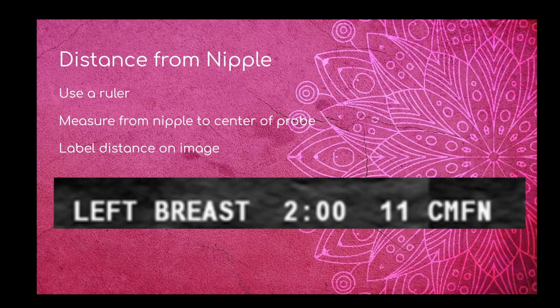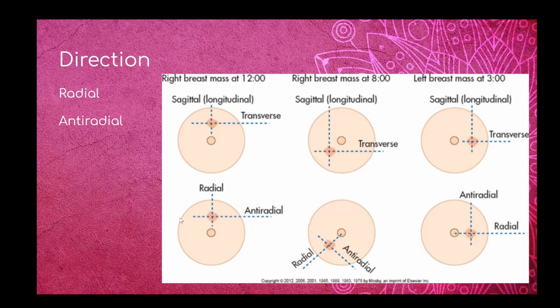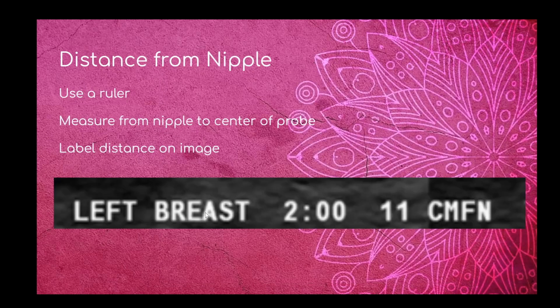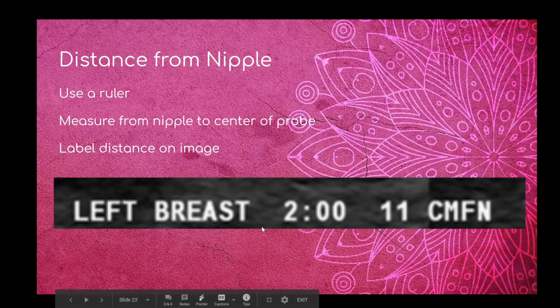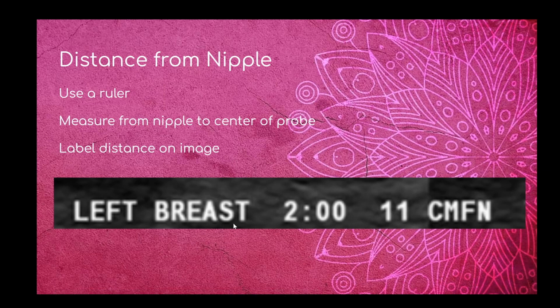What I like to do is center my lesion on my probe, so I know that I'm measuring to the middle of my probe when I put the ruler down. So center it on your image, you should be centered on your probe, and then you physically measure how many centimeters from the nipple you are. You're then going to put that into the labeling. And so this is an entire label here. We have the left breast at the 2 o'clock, 11 centimeters from the nipple.